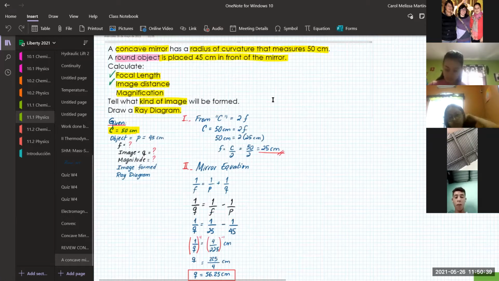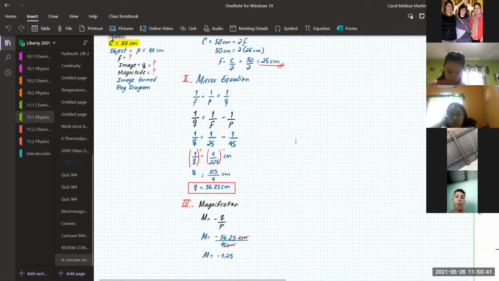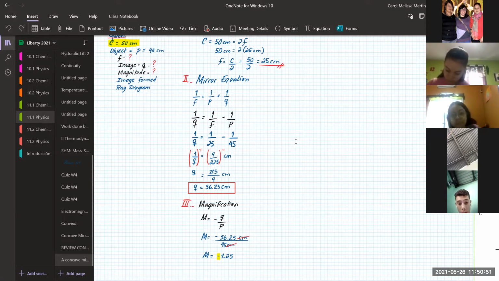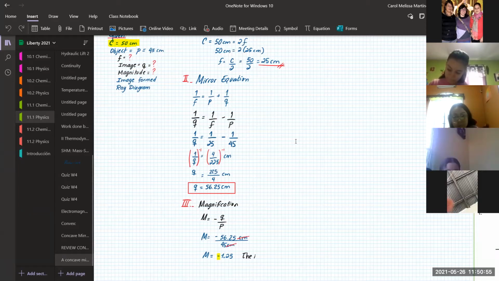So with this, we can describe the image and tell what kind of image will be formed. What does the negative represent? What kind of image, virtual or real? Real. So the image is real. Also, real and what? Inverted or upright? Inverted.